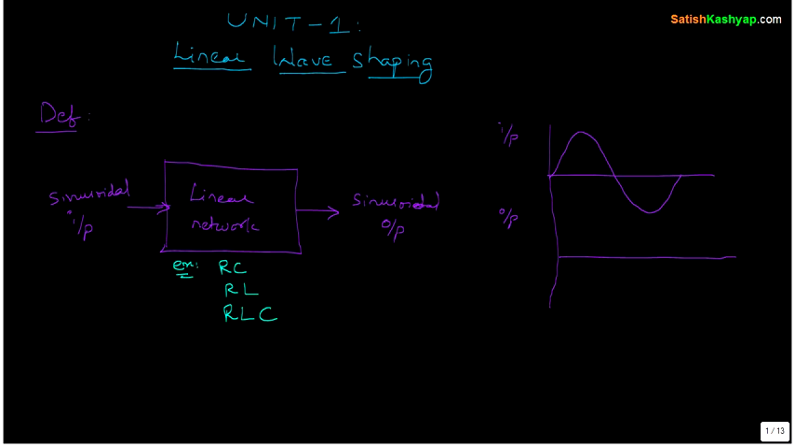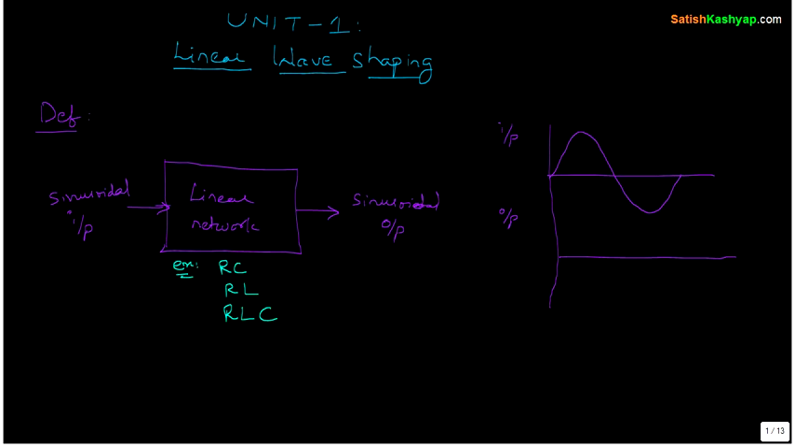Hello, today we are going to discuss Unit 1 of PDC, that is linear wave shaping. Linear wave shaping is related to linear circuits or linear networks. Both are the same. A linear circuit consists of linear elements. Examples of linear elements are R, L and C.